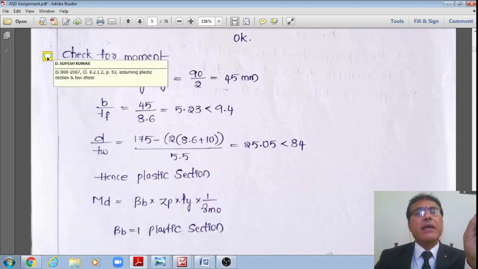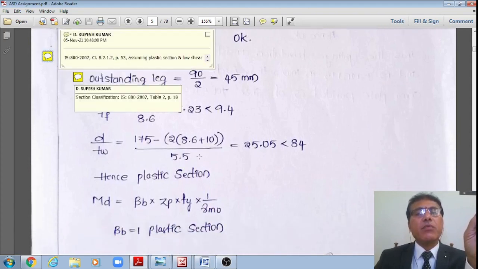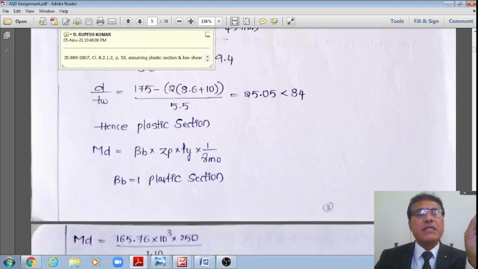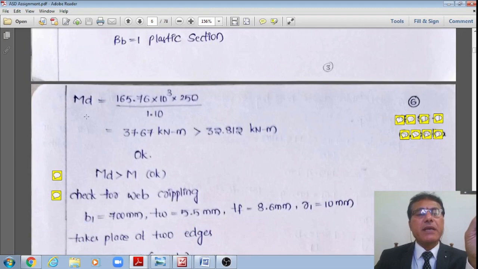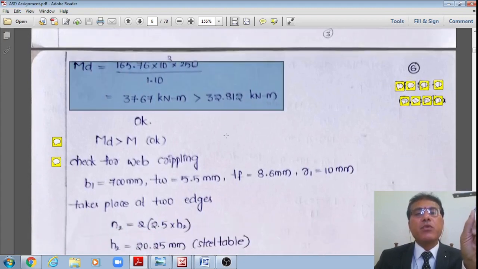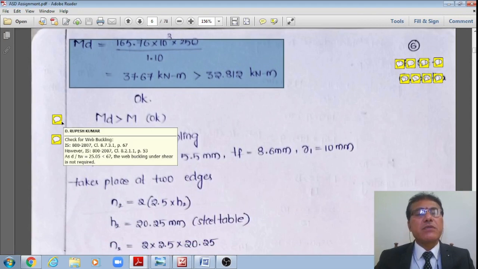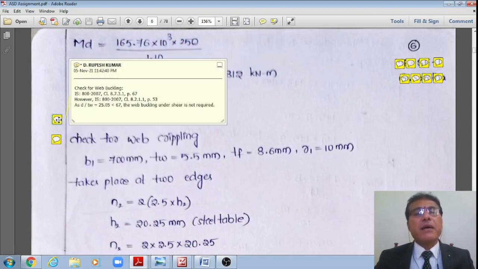right? And even if I calculate the moment carrying capacity, now the section is a plastic section. Even if I calculate the moment carrying capacity of each section, it works out as MD given by this formula, 37.67 kilonewton meter, which is greater than the factored bending moment of 32.81 kilonewton meter. Therefore, it is also okay, and the check for web buckling.